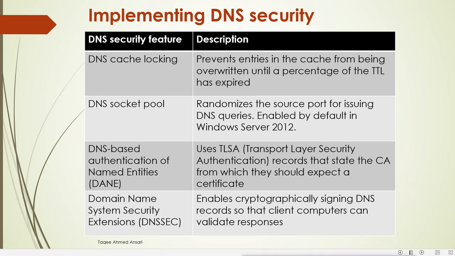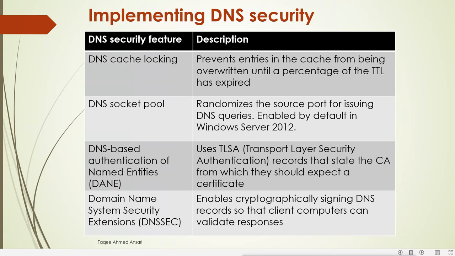Then DNS socket pool: it randomizes the source port for issuing DNS queries, and it is enabled by default in Windows Server 2012 and 2016. It will select a randomized source port every time queries go and come. This will also save us from different kinds of attacks on DNS, because if an attacker wants to attack, they have to guess the right port, and every time the port is randomized.